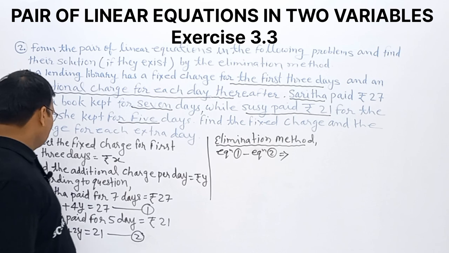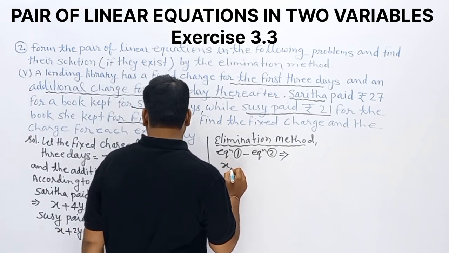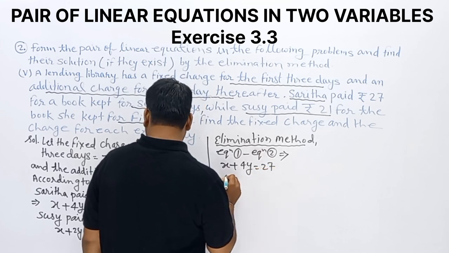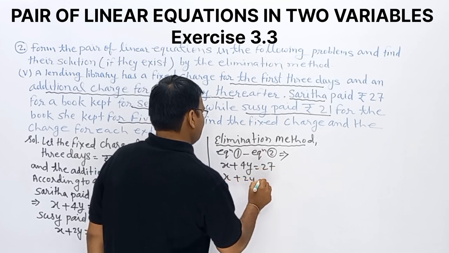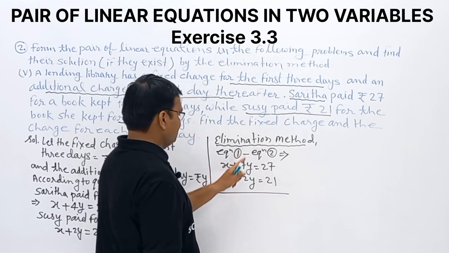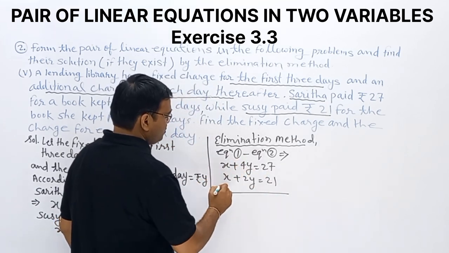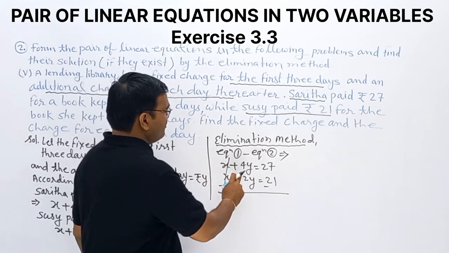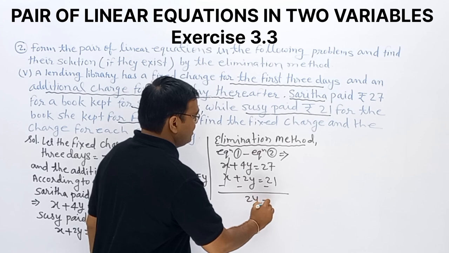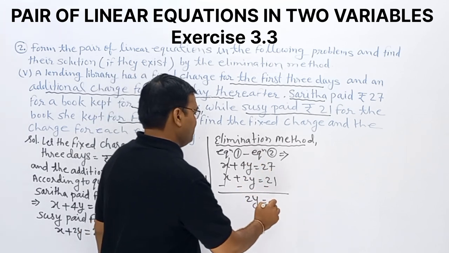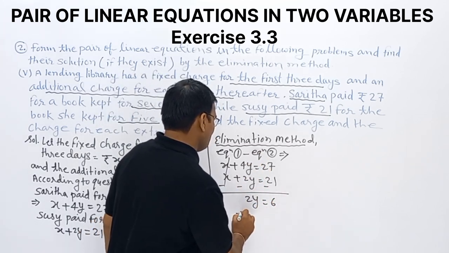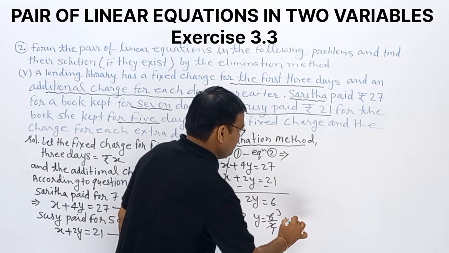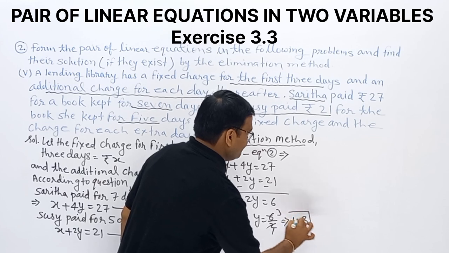X can be eliminated. So equation 1 is x plus 4y equals 27, and the next equation is x plus 2y equals 21. We want to subtract, so the sign of this equation will be changed. Minus minus, x will be cancelled. 4y minus 2y, remaining 2y. Now 27 minus 21, 6 is remaining. So y will be 6 by 2, which is 3. So we are getting y equals 3.